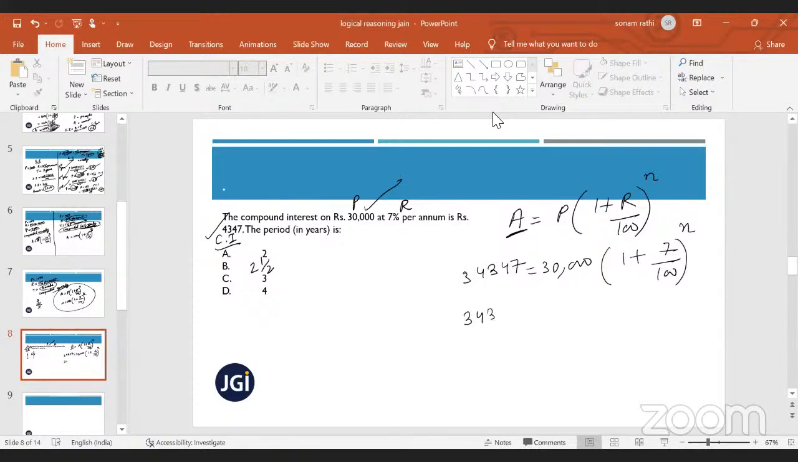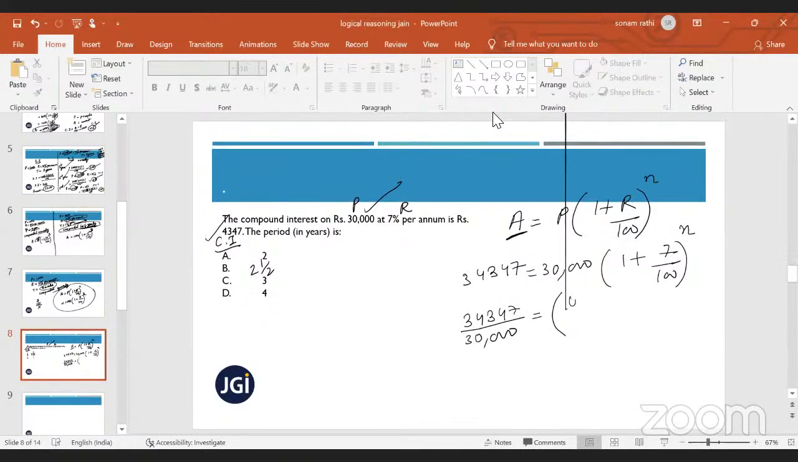So 34347 upon 30,000 is equal to 107 upon 100 to the power n. Now, see, you have to make the right hand side and left hand side the same. Okay, you have to make it some power of 100 in the denominator. So I will divide by 3. So what will I get? Divide this by 3. What will I get?